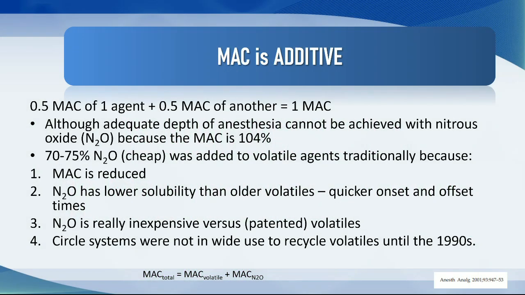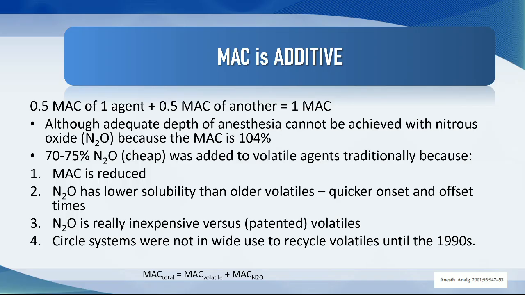Although adequate depth of anesthesia cannot be achieved with nitrous oxide alone because the MAC of nitrous oxide is 104%, 70 to 75% nitrous oxide was added to volatile agents traditionally. And when I started anesthesia, this was the way everybody did it. And there was good reason. The first one was that MAC is seriously reduced.